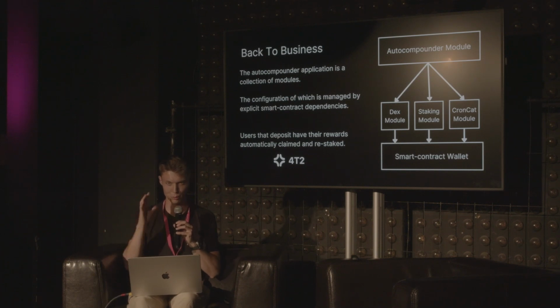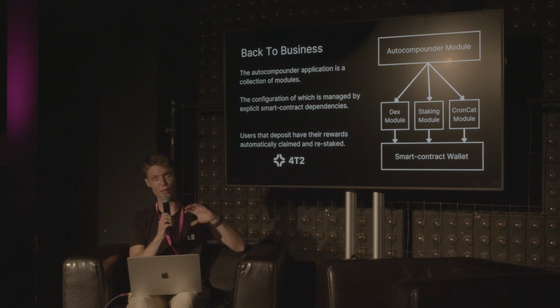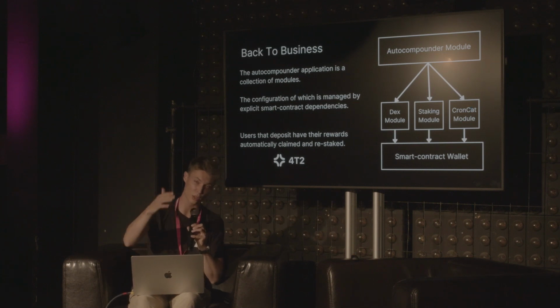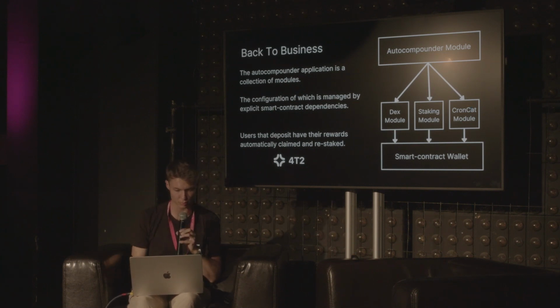So back to business. We were building this auto-compounder module, this auto-compounder application. So if we now think of our application as functional components, we can construct an architecture that uses the different modules to achieve the functionality that we want. So in this case, we have an auto-compounder module that depends on the DEX module for swapping, providing liquidity, withdrawing liquidity. We have a staking module for claiming the rewards, staking and bonding. We have a Croncat module that handles the recurring calls to the contracts. So we have our cron jobs.